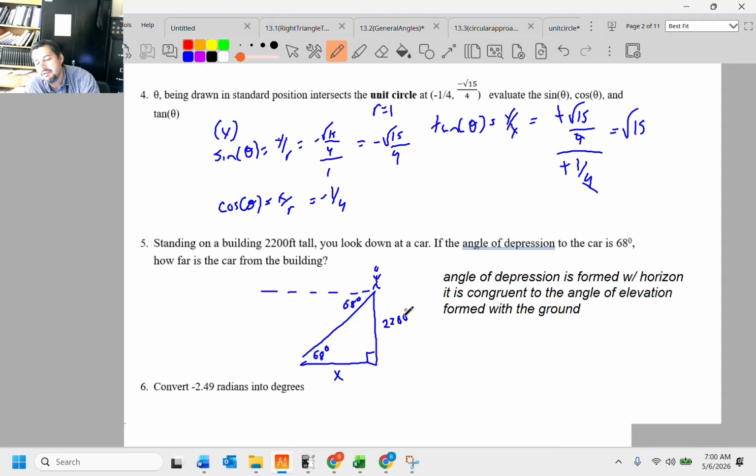So if I think about my relationships here, this is opposite and this is adjacent of this 68 degree angle. That's the tangent ratio all day long. The tangent of 68 degrees must be 2,200 over x. 2 moves before you go to a calculator. First move, multiply both sides by x to get her out of the denominator. So x tangents of 68 degrees is equal to 2,200. Remember, we're playing the isolation game here.